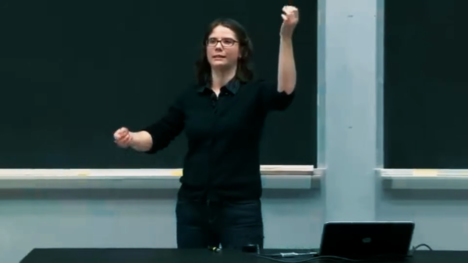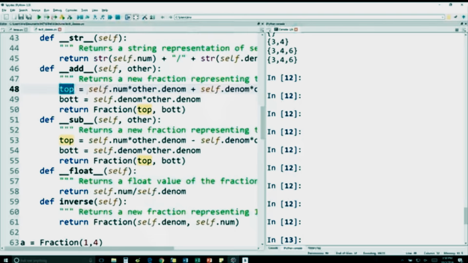So it's my numerator multiplied by the other denominator plus my denominator multiplied by the other numerator, and then divided by the multiplication of the two denominators. So the top is going to be that. The bottom is going to be that. Notice that we're using self dot. Once again, we're trying to access the data attributes of each different instance, of myself and the other object that I'm working with. So that's why I have to do self dot here.